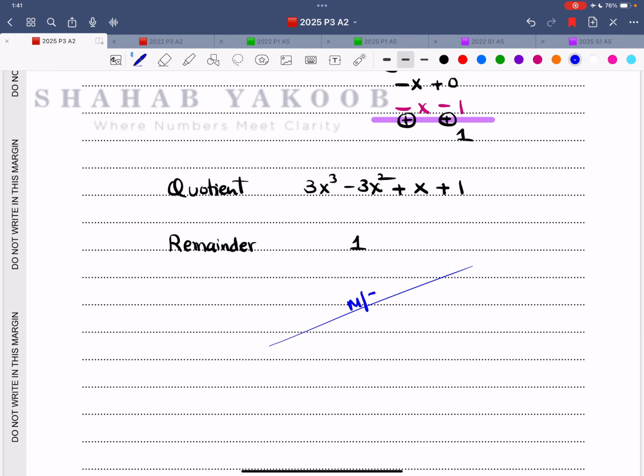So from May-June 2025 and October-November 2025, we have done some questions on polynomials. And there were 3 questions in total.